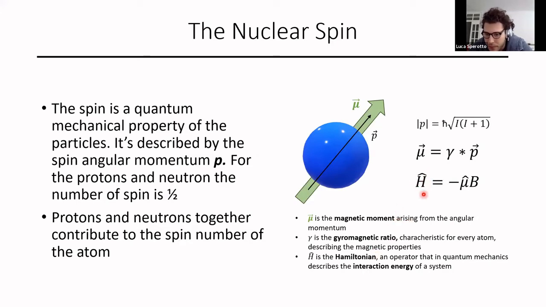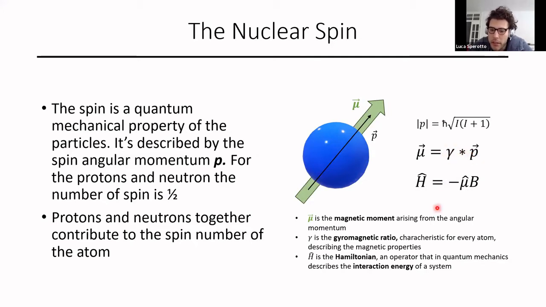And it basically tells you what the energy depends on for the interaction of, in our case, our atoms with the magnetic field. So in our case, the interaction energy is given by this magnetic moment that is basically related to the angular momentum, the one that we described before.